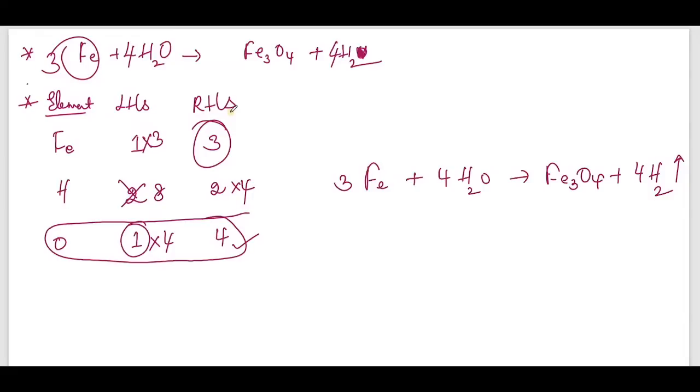First list down the elements, list down the number of atoms on the LHS, list down the number of atoms on the RHS. Start balancing with the element which has the highest number of atoms.